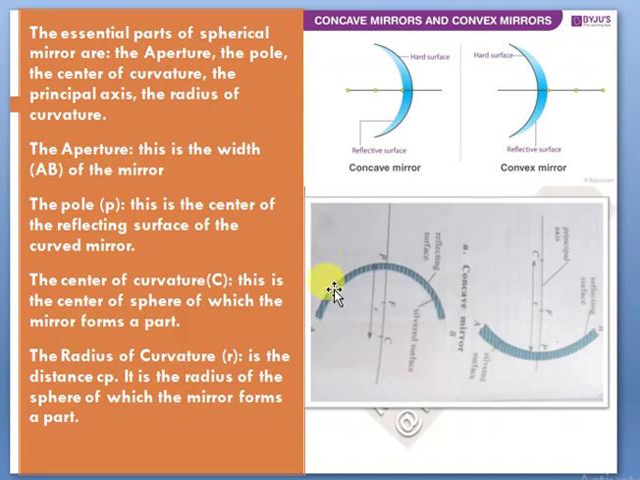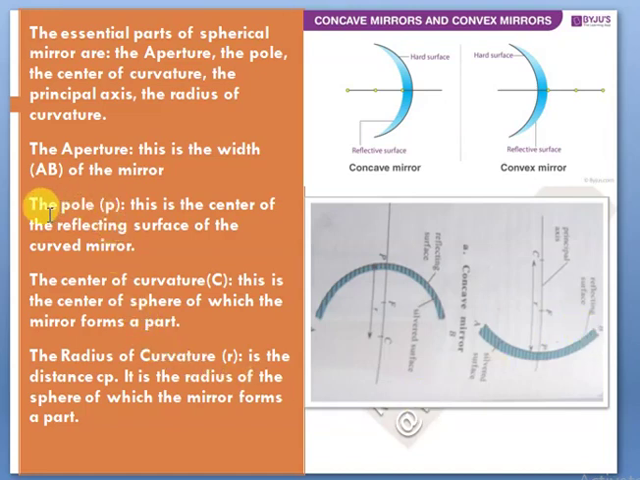Now, when you look at this mirror here, you have your convex mirror. Here you have your concave mirror. For your concave mirror, the reflecting part is the inside part. So when you look at the aperture, we say it is the length what? AB. The length AB of the mirror. So this is your A, this is your B. So the length from A to B, that is the aperture.